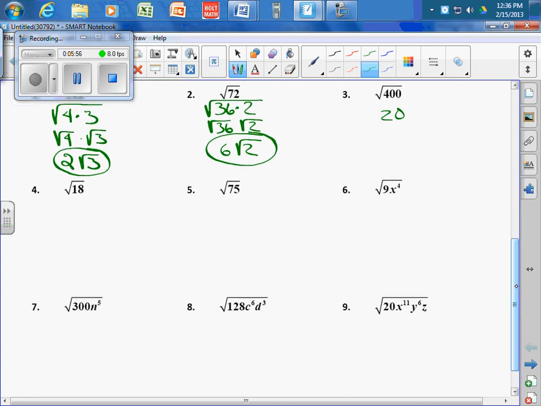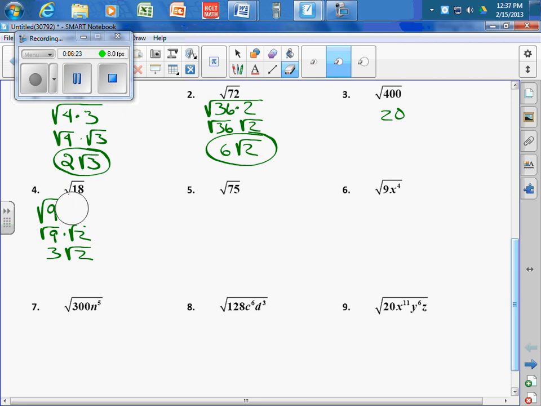Now, let's say you don't see any perfect squares that multiply together to get 18. Let's say we can't see that right away. What I'm seeing is radical 9 times 2, and the square root of 9 is 3, and I get 3 radical 2. But let's say we don't see that right away.